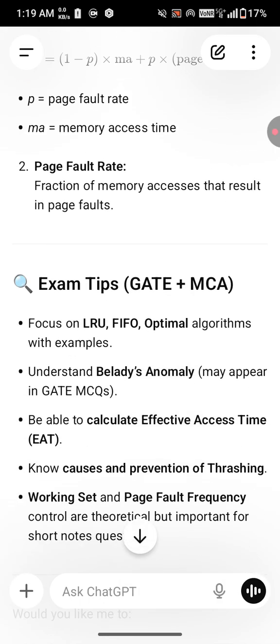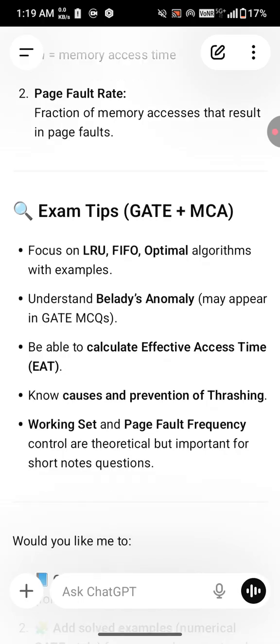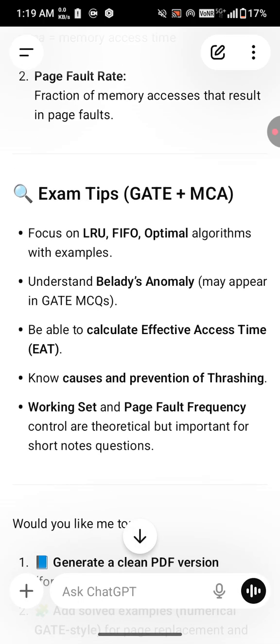Exam tips: GATE plus MCA. Focus on LRU, FIFO, optimal algorithms with examples. Understand Belady's anomaly, which may appear in the GATE exam. Be able to calculate effective access time, EAT. Know causes and prevention of thrashing. Working set and page fault frequency control are theoretical but important for short note questions.